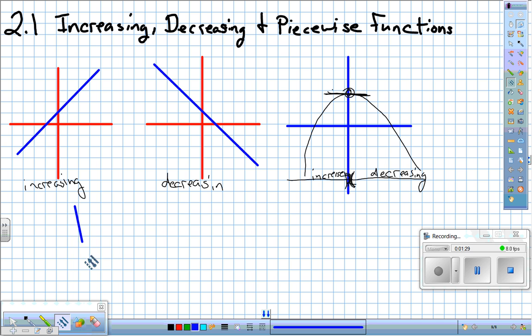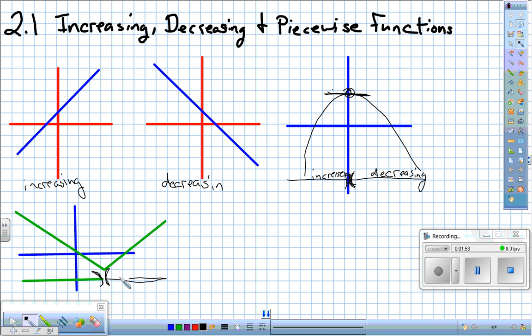Okay, and then I might have a couple other graphs. Like they show an absolute value graph. So it looks like this thing. So if I had that graph, it'd be decreasing from here to here, and then it'd be increasing on this right side. So this is decreasing, and this is increasing. Okay, I'm always looking at it from left to right.